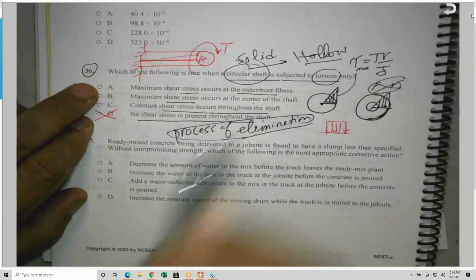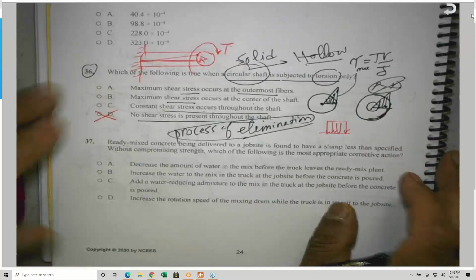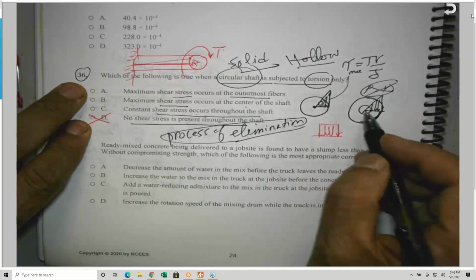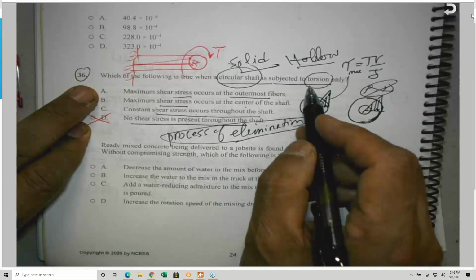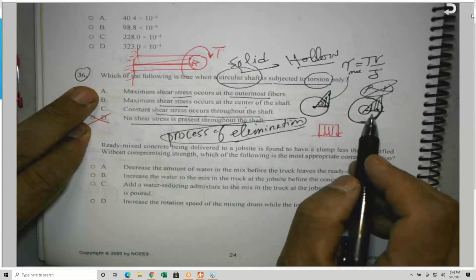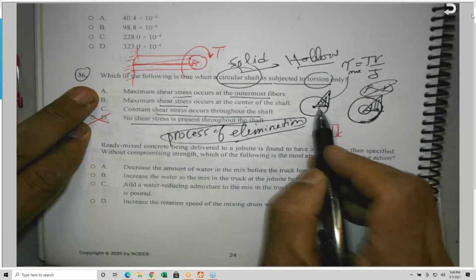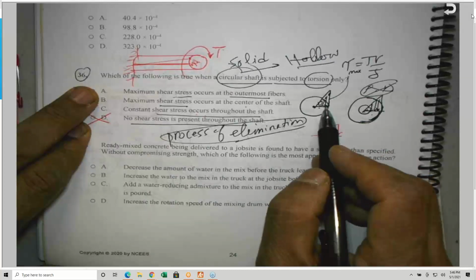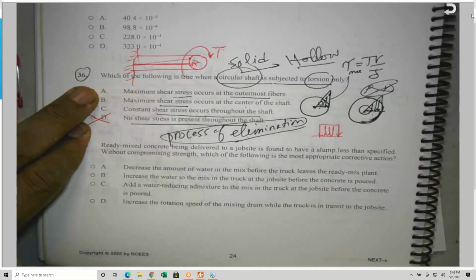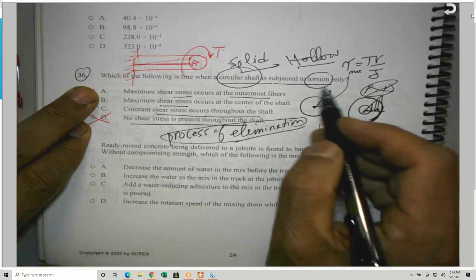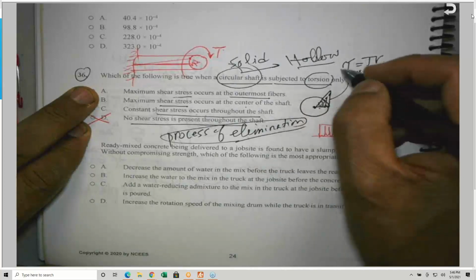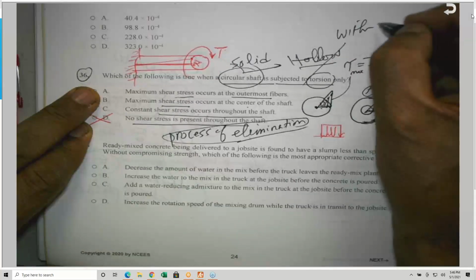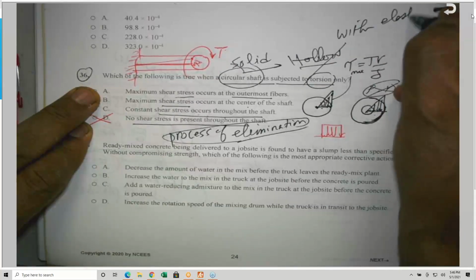This question here is missing one. If I'm going to write this question, probably I will add another statement to it. Because this is true for the solid shaft and for the hollow shaft, as long as we stay within the elastic range. So this is only within the elastic range.